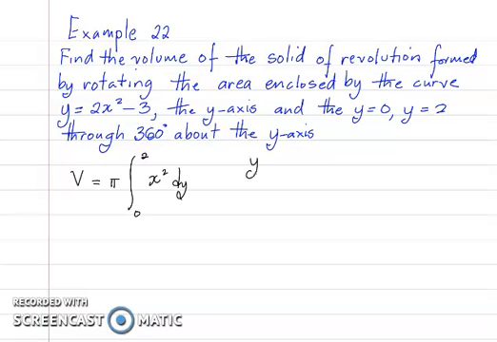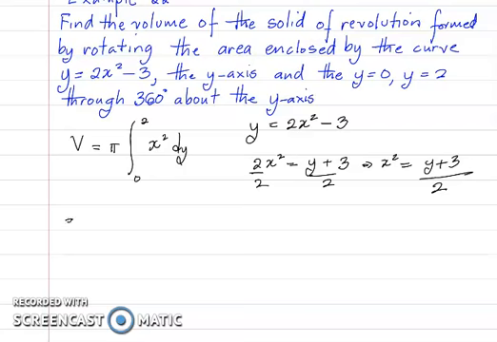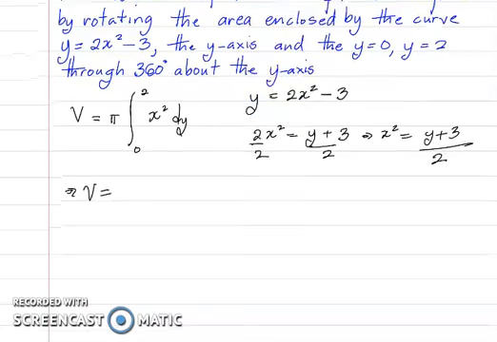Now, y is equal to 2x squared minus 3. And what we're interested in is x squared in terms of y. So I'm going to have 2x squared is equal to y plus 3. Negative 3 goes over and becomes positive. Then I'm going to divide the entire equation by 2. I'm going to have x squared is equal to y plus 3 over 2.